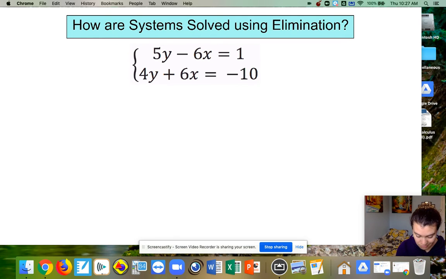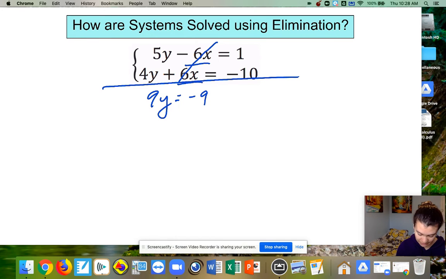All right, so here, same idea. You want to figure out, well, which two have the same coefficient but opposite? And we can look at our x's again. So those will cancel. We'll get 9y equals negative 9, y equals negative 1.